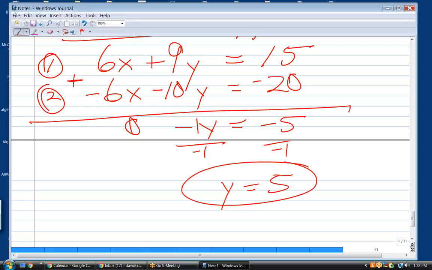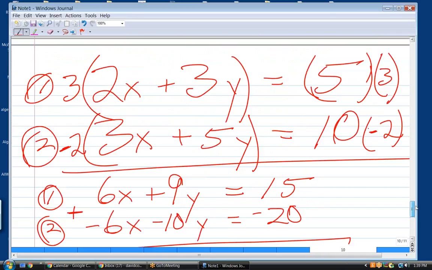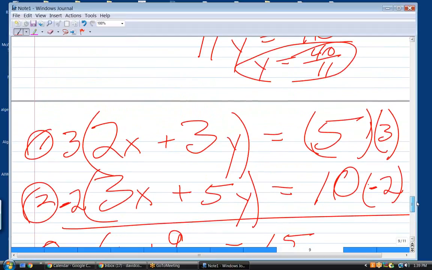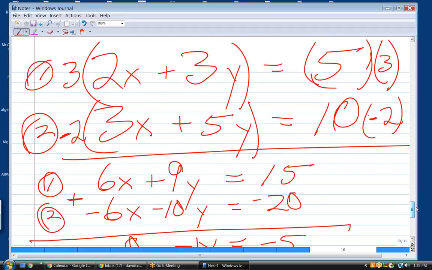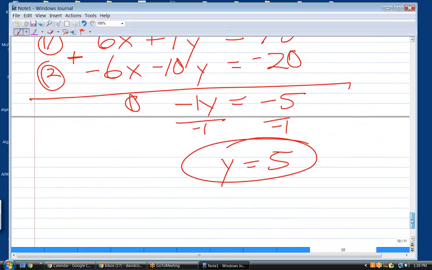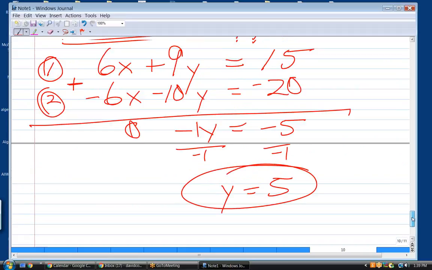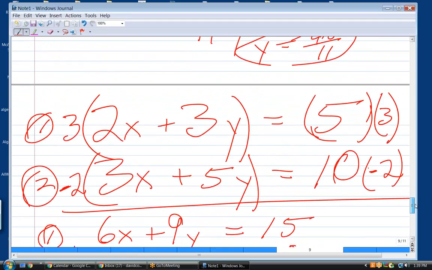And what's the question for that kind of equation? Solve for both variables. Okay? And we just solved for one of them. You have to solve for one of them at a time. Now we've got to solve for x because we solved for y. It doesn't matter which one you solve for first.